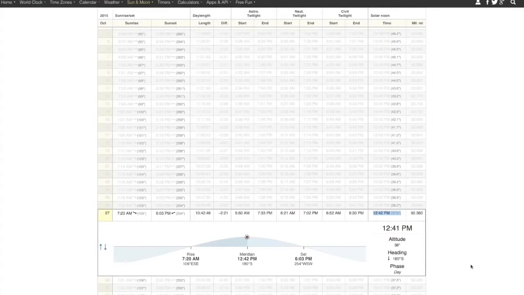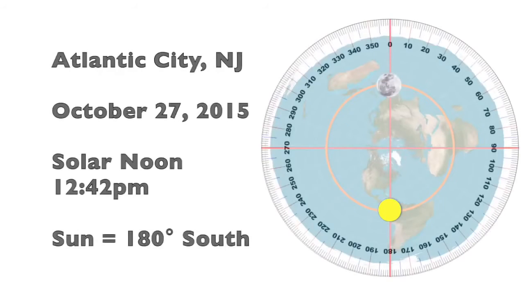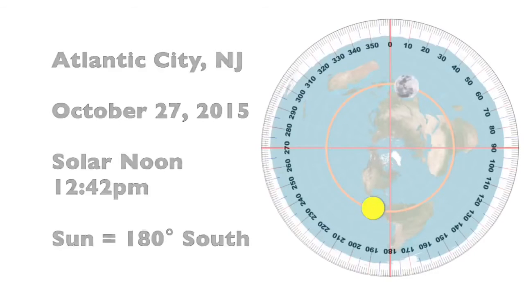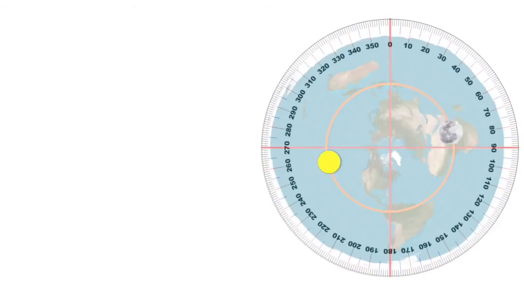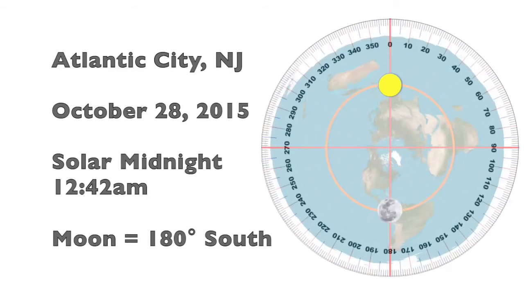So we can go back to my visual aid here. This is an image of solar noon at 12:42 p.m. for Atlantic City, New Jersey. The sun is directly south of my location. Now we could fast forward 12 hours, make the sun and moon rotate in the sky. And 12 hours later, we're going to reach what I call solar midnight. And at solar midnight on a full moon, the moon will be exactly 180 degrees south of you. That's because during a full moon, like tonight, the sun and moon are exactly 180 degrees opposite each other.